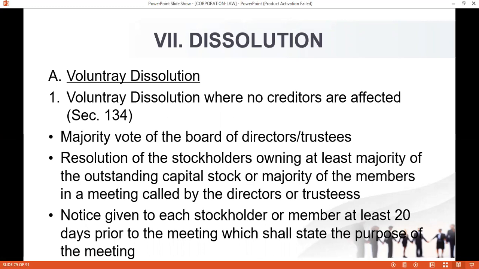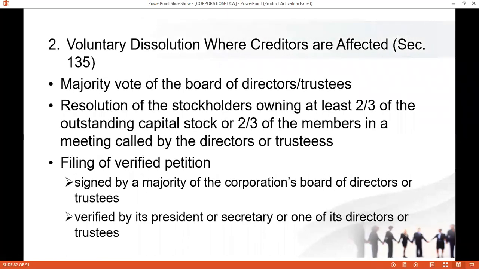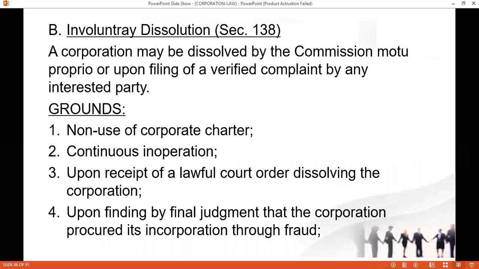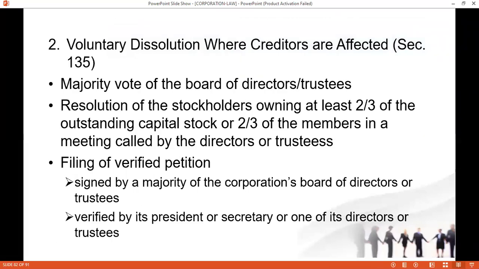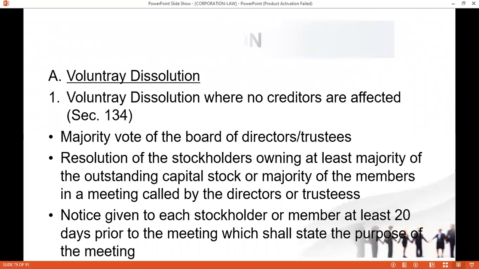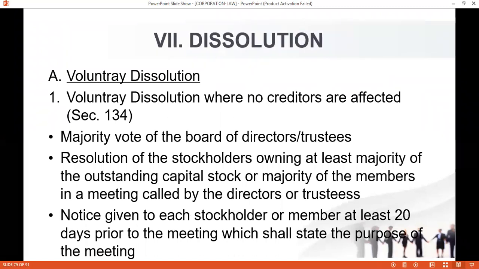And now for this video, this is our final session for the corporation law kasi we are now in dissolution, meaning papunta na tayo sa termination ng corporation. So yung dissolution natin, merong dalawa. We have voluntary and involuntary dissolution. When you say voluntary dissolution, it means that the members of the corporation or the stockholders decided to dissolve the corporation. When you say involuntary, meaning there are events or circumstances that are beyond the control of the stockholders or members, which resulted to the dissolution of the corporation.